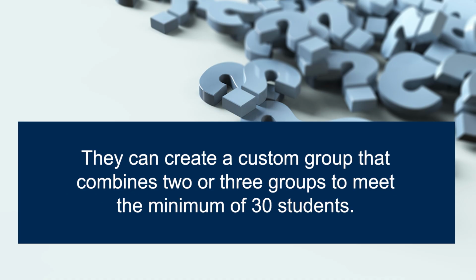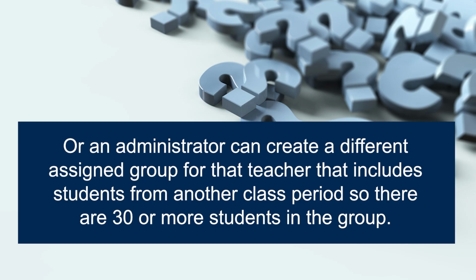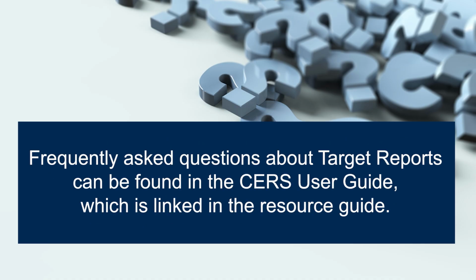They can create a custom group that combines 2 or 3 groups to meet the minimum of 30 students. Or an administrator can create a different assigned group for the teacher that includes students from another class period, so there are 30 or more students in the group. Frequently asked questions about target reports can be found in the CERS user guide, which is linked in the resource guide. This video is about accessing Smarter Balanced summative ELA results in CERS.